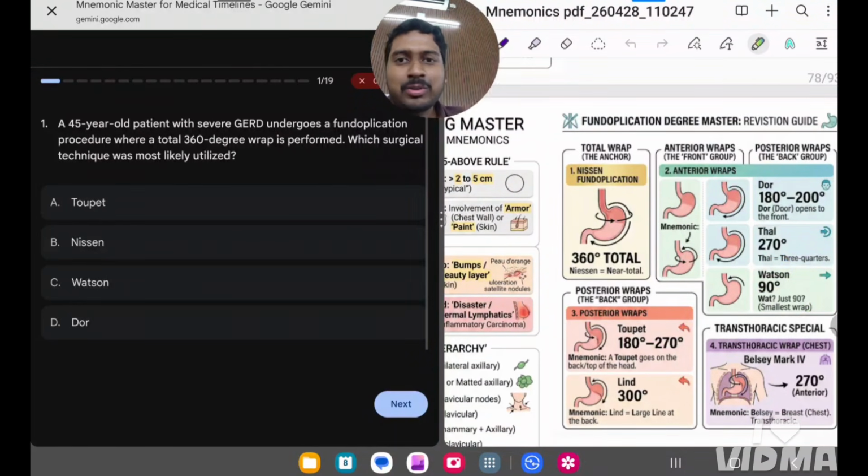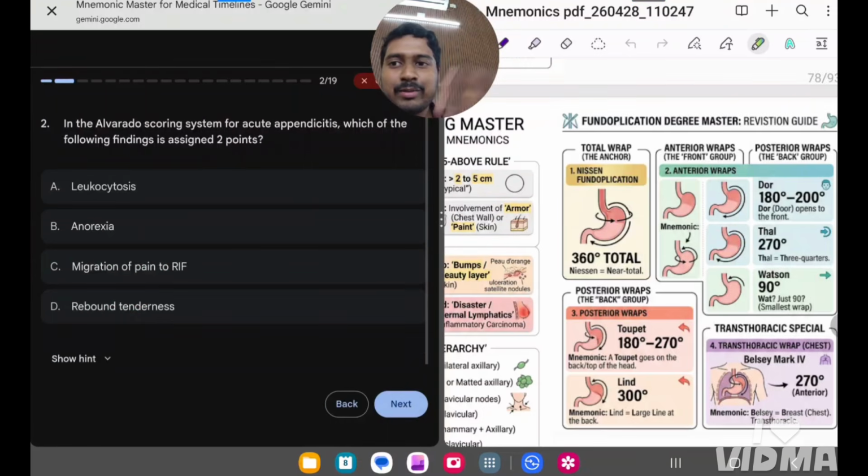Okay, so now there's no doubt at all. Toupet is over the top, so it is 180 to 270. Nissen is near total, so it is 360. Watson is what? Only 90-degree. And Dor opens to 180-degree. Okay, so here the answer is 360. Near total, it is Nissen's. Okay, so this is how you remember.